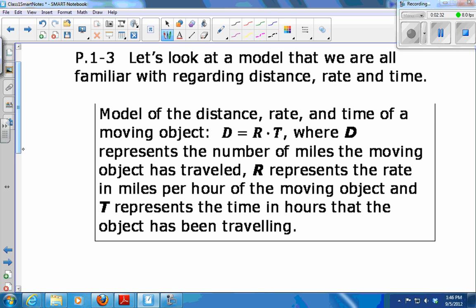So here's a model that we should all be familiar with. The model of distance an object has traveled is equal to the rate it's traveling times the time it's been traveling. D equals RT. So D represents the number of miles the object has traveled, R is the rate in miles per hour, and T is the time in hours. And we have this nice mathematical model that relates those three variables.